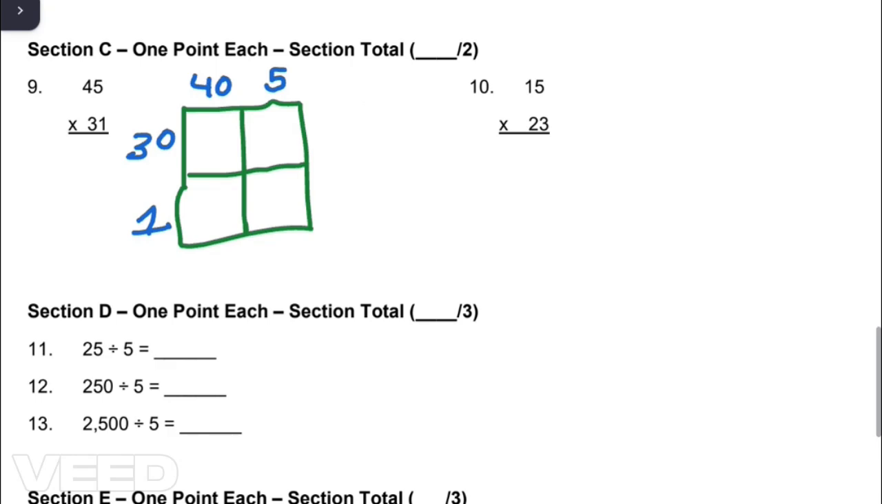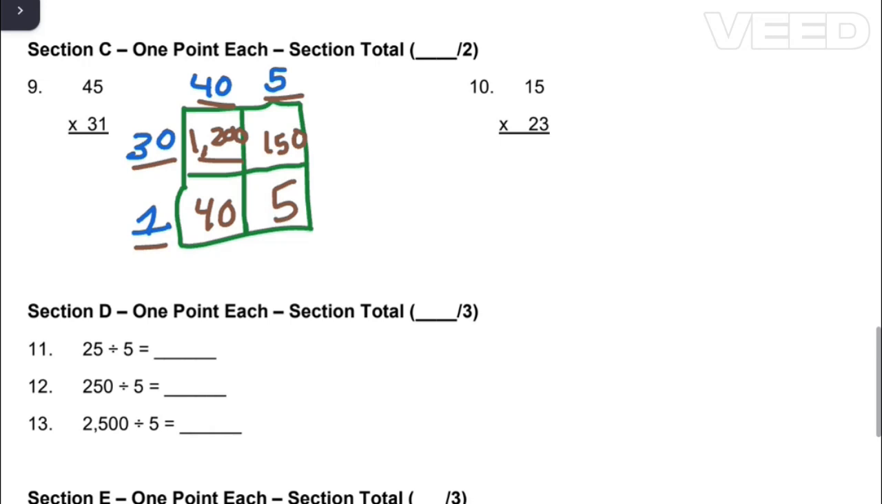40, let me underline it here. 40 times 30 will go in this box. And 40 times 30 is 1,200. Comma, zeros and there. 1,200. And then 40 times 1 will go in this box. 40 times 1 is 40. 5 times 30 will go in this box. That is 150. And 5 times 1 will go in this box. That is 5. Then we add all of these numbers up.